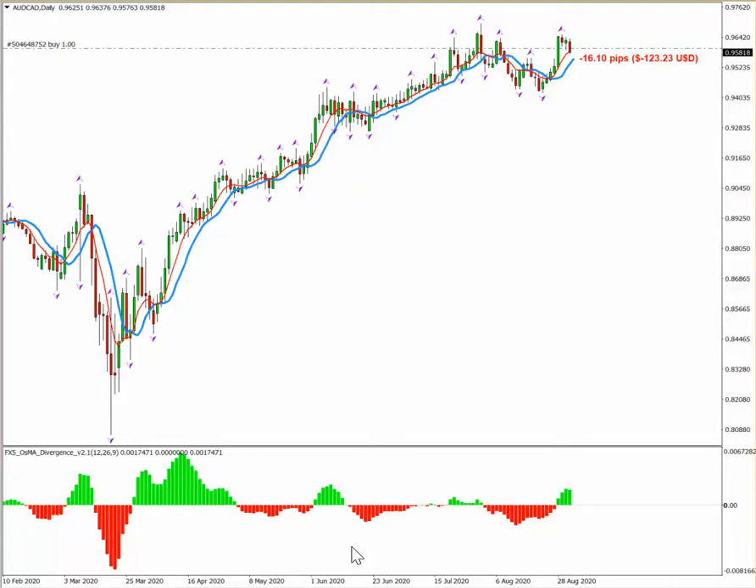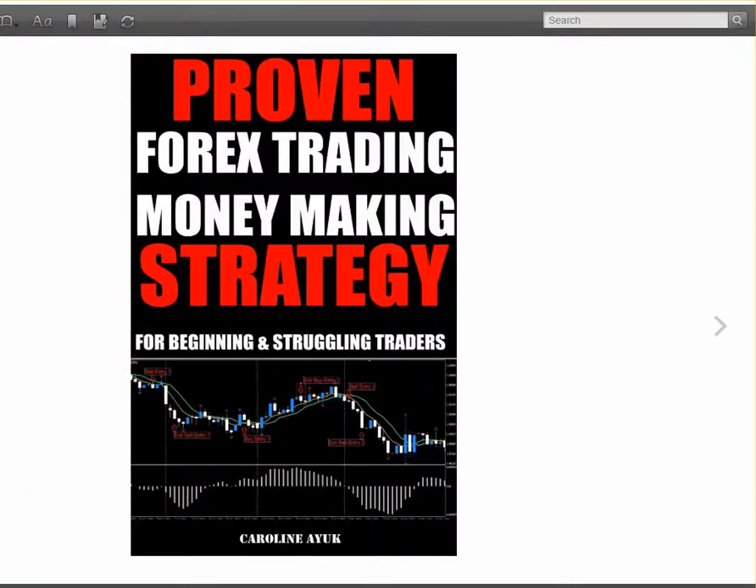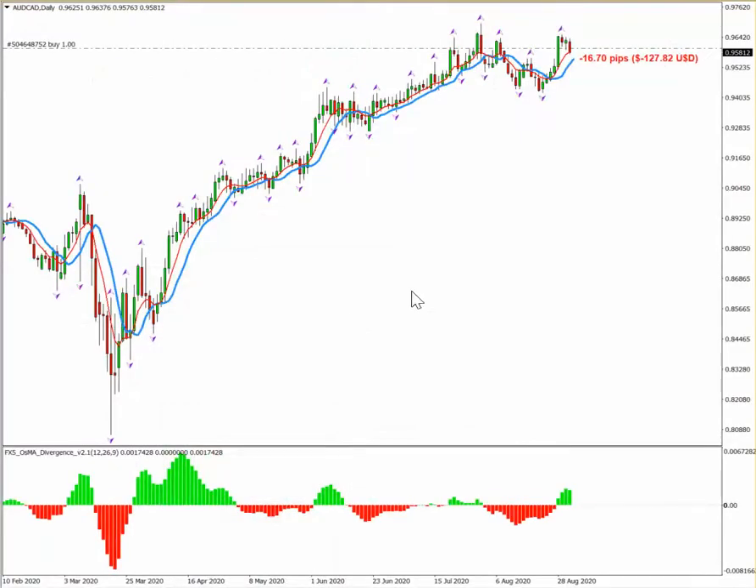Good morning. It's September 2nd, and I'm just going to quickly go through 30 currency pairs that I have set up for the strategy earlier described as proven Forex strategies. And, well, it's a proven Forex trading money-making strategy based on a book by Caroline Ayuk. So this is what we have setups on.